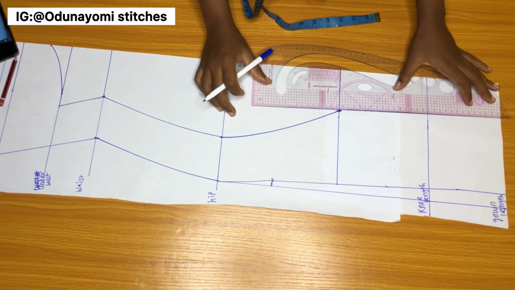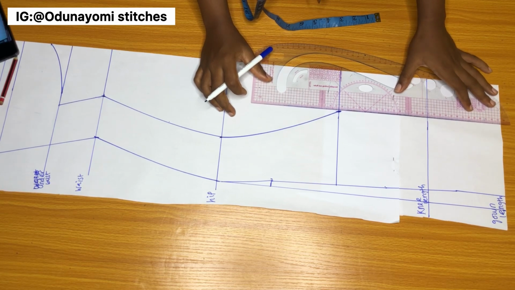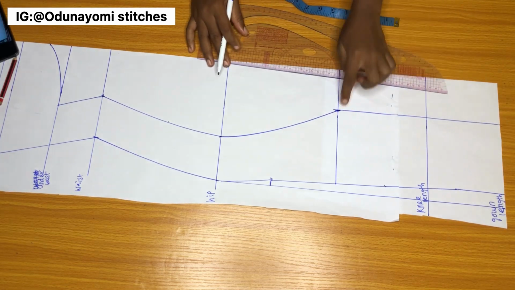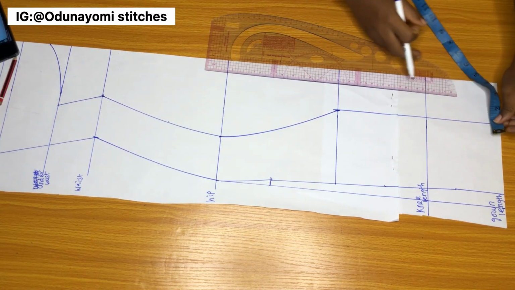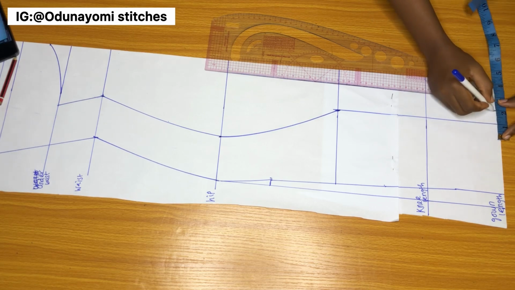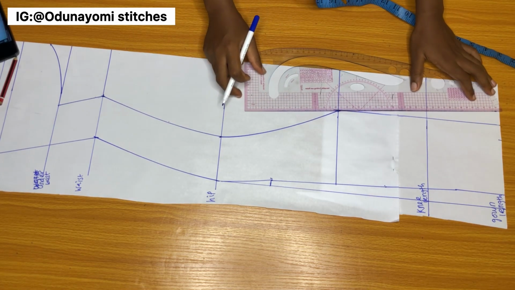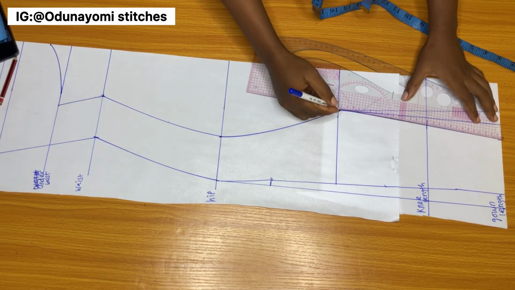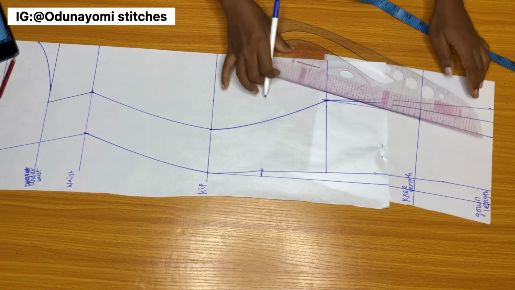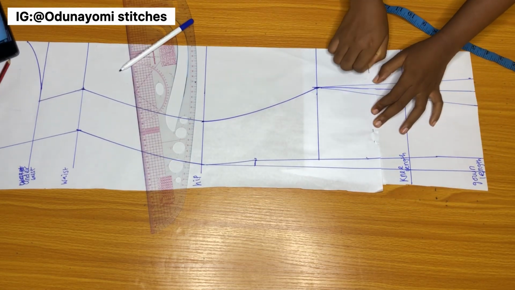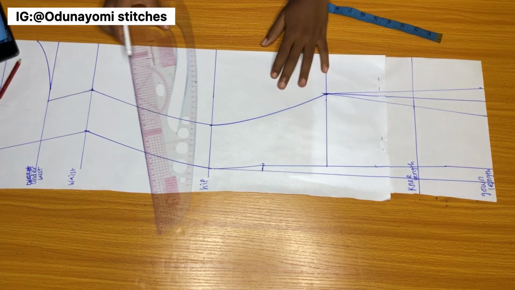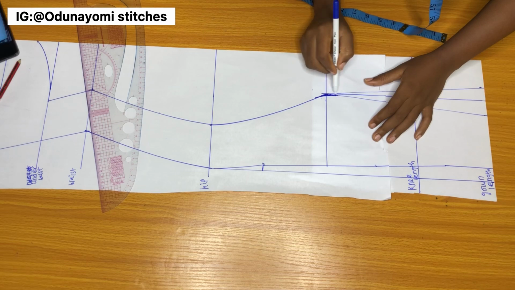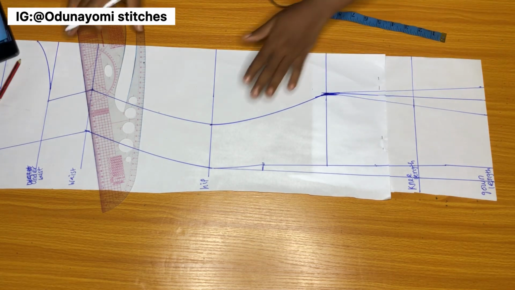For this part here, I'll just extend this line downward with a straight line. After extending it downward, because there's an opening at the slit area, I'll just take 1 inch to the right, 1 inch to the left, then connect it up to this line here. So this is what I have here. This curve that I have at this line here, I want to blend it in because it looks sharp. So I'm just using my marker to blend this in.